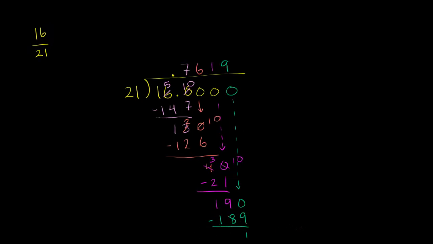And we could keep going on and on and on, but we already have enough digits to round to the nearest thousandth. This digit right over here is greater than or equal to 5, so we will round up in the thousandths place. So if we round to the nearest thousandths, we can say that this is 0.76, and then this is where we're going to round up, 762.